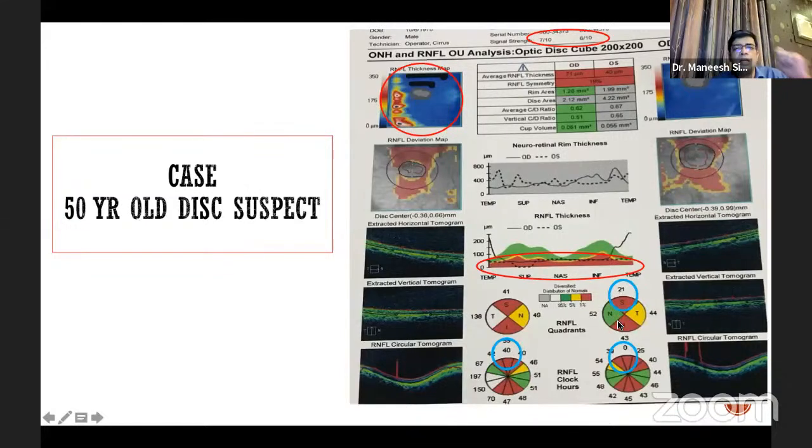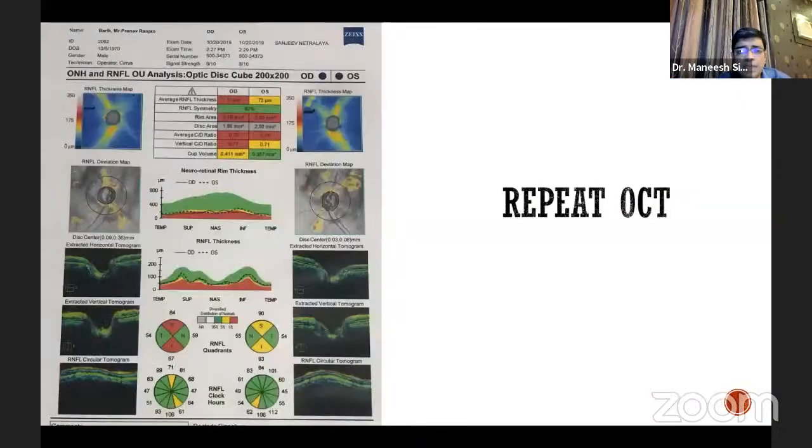Always remember, in an OCT, RNFL thickness cannot go below 50, never below 40. Because of the floor effect, even if there is complete thinning of RNFL, there is some neuroretinal tissue left. So it can't go below 50. Whenever you have this type of RNFL thickness of 0, 20, this means there is some error in measurement. So in this case, when we repeated, the OCT was normal.